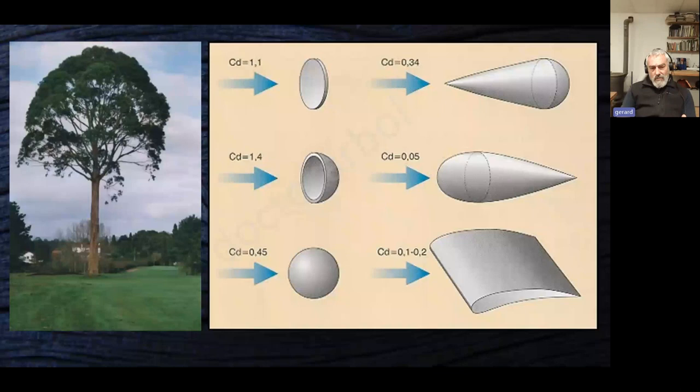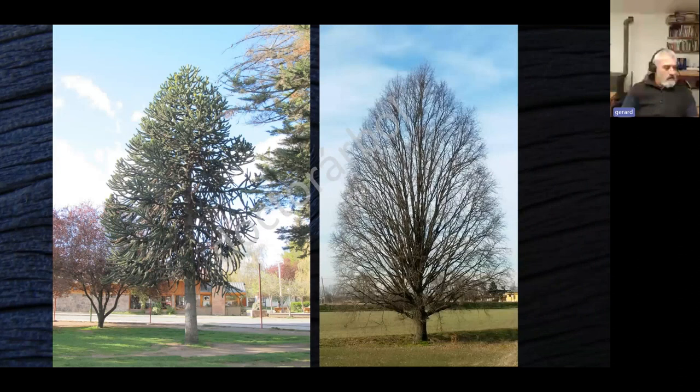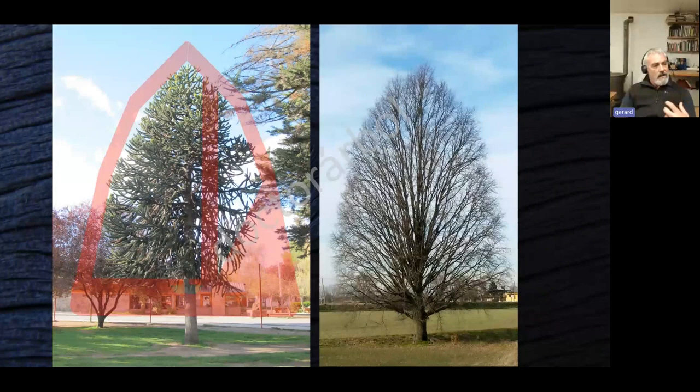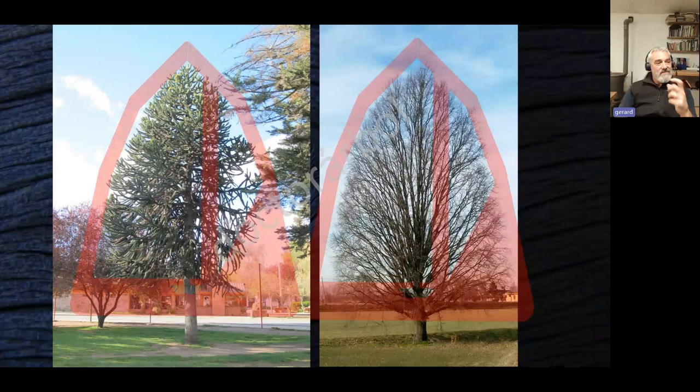This is Araucaria araucana. It's a very old, primitive tree that has a special shape. But look, when it's young, the shape is more or less equal to the tree on the right side, a Quercus robur, the English oak. And look, the shapes are the same, because the reason for this shape is not genetic expression. The reason for the shape is the aerodynamic factor. So the trees know exactly what shape they need to be most effective.